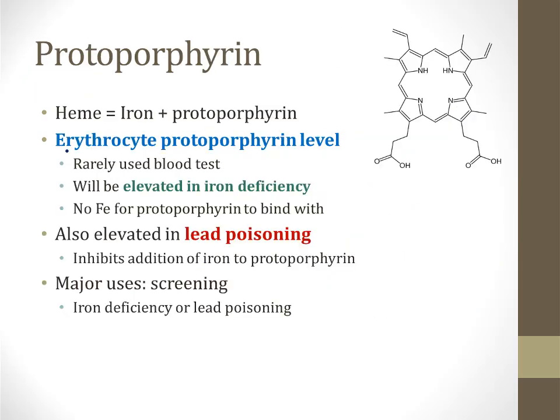Another blood test that may be abnormal in patients who are iron deficient is called an erythrocyte protoporphyrin level. Protoporphyrin is the chemical structure that surrounds iron and heme. I've shown it on the screen here. If you put an iron molecule in the middle of this, you would have a molecule of heme.